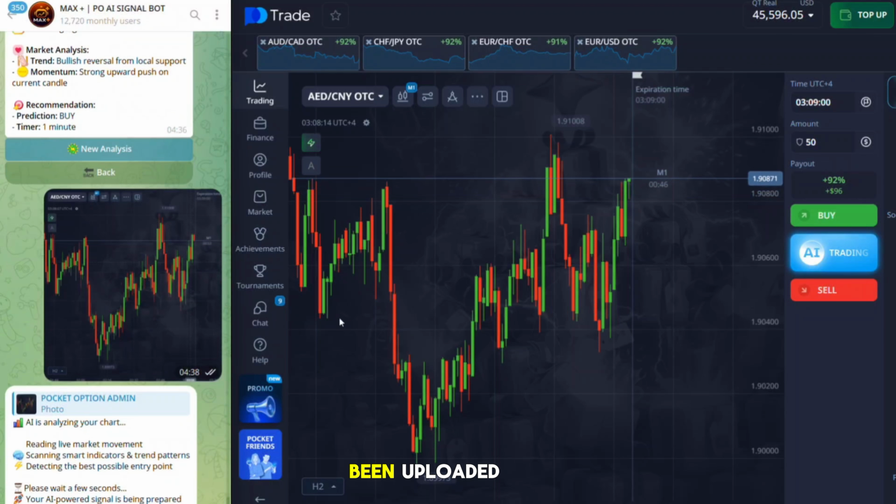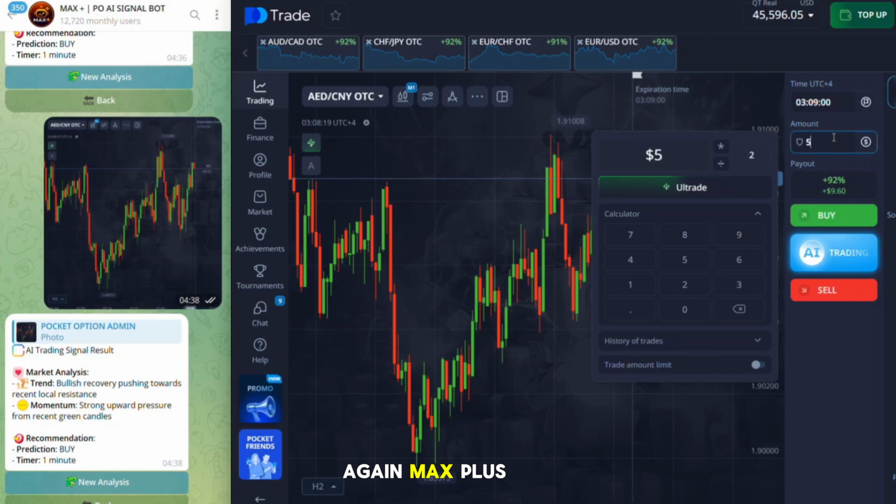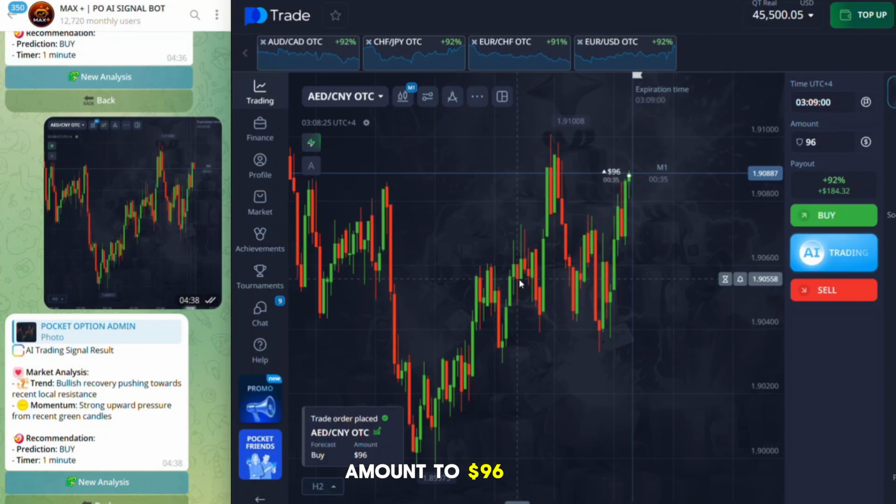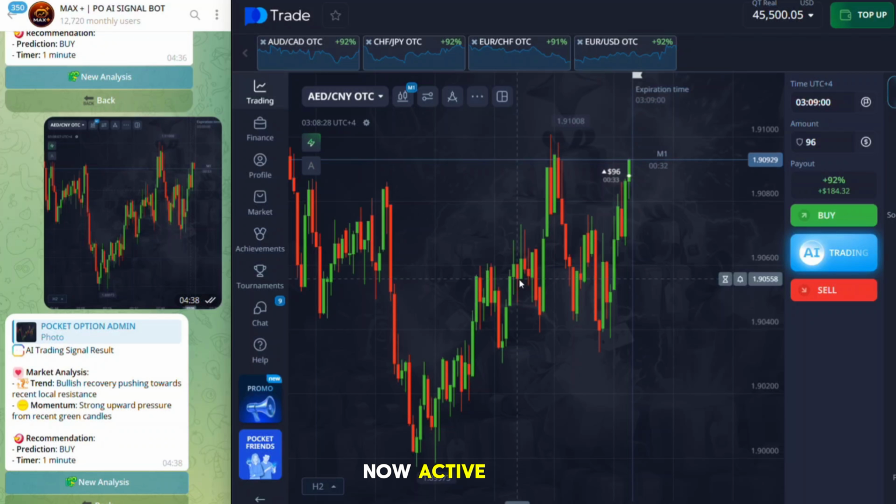The screenshot has been uploaded. The bot is analyzing the market. The analysis is completed again. Max Plus Bot is suggesting the BI trade with a 1-minute expiration time. This time, we'll increase our trade amount to $96. The trade is now active.